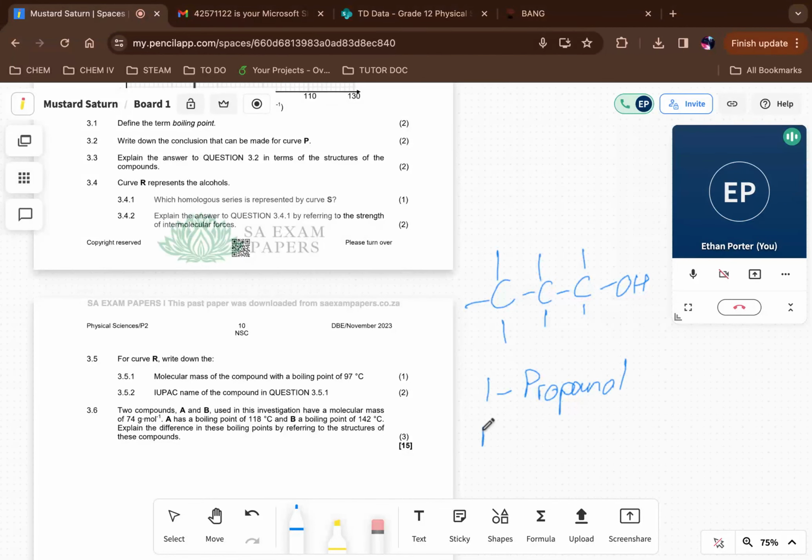or as we discussed before, you can go propan-1-ol, or however you prefer to write it. Yeah, so that would be the IUPAC name.